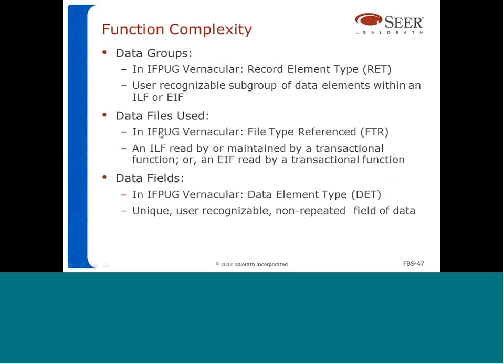Data files used, in IFPUG vernacular, are called FTRs, or file types referenced. An FTR, or a data file used, is an ILF that is read or maintained by the transactional function, or an EIF that is referenced by a transactional function. So in a few words, data files used are the number of data files that are touched by a transaction, either an input or an output. How many data files are used in that input or in that output?